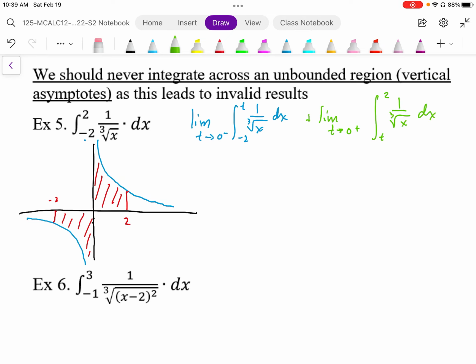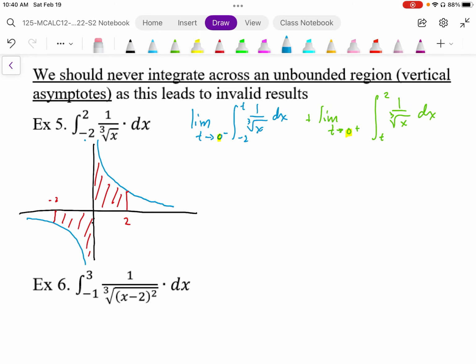So because there is this vertical asymptote at 0, I have to make sure I apply a limit from both sides. And then I'm going to have to evaluate those two integrals separately from each other. And the results from those two separate integrals will give me a valid area result.